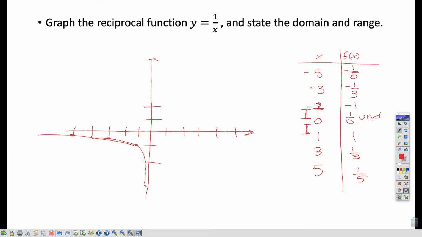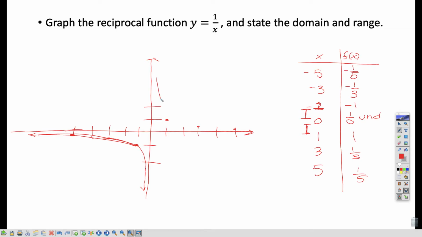Is it ever going to touch that y-axis? No. Going to get really close to it, but is it ever going to touch it? No. Is it ever going to touch the x-axis? No. It's going to move closer and closer, right? But it's never going to touch it. It's never going to cross it, is it? No. Okay. So this one, what's it going to look like? Just above that.